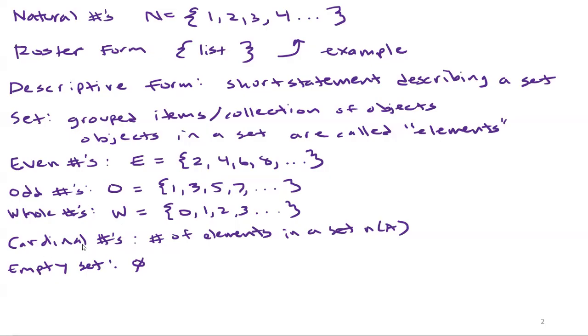Cardinal numbers, what that means is the number of elements in a set. Again, I'll give a specific example in a second here, but cardinal numbers means the number of elements in a set, and they're represented by n of A. Sometimes that's what it's written as. And then the empty set, that means it's like a zero with a slash through it. You can represent the empty set by this symbol here.